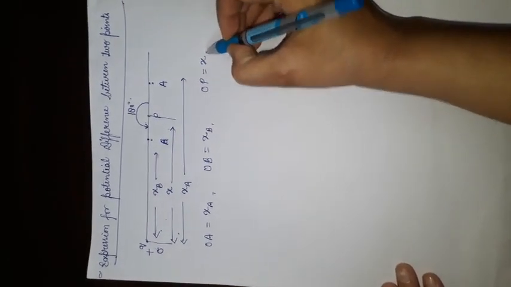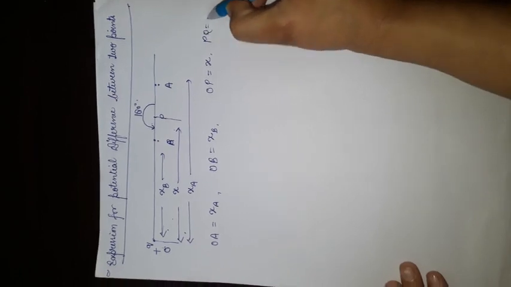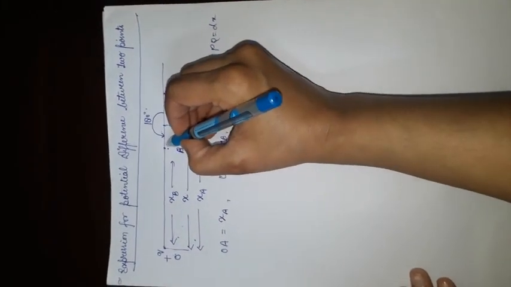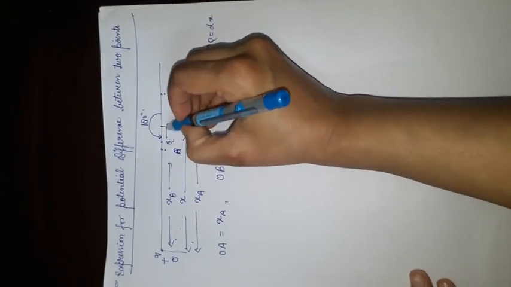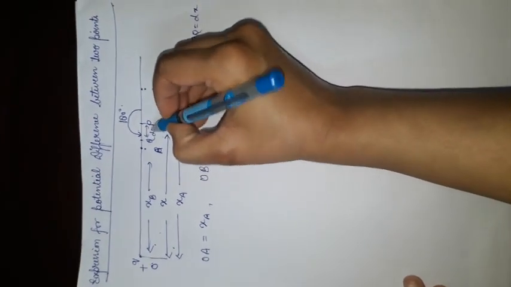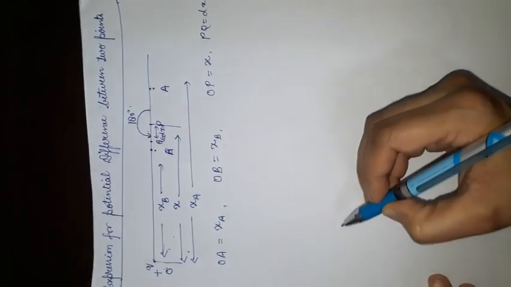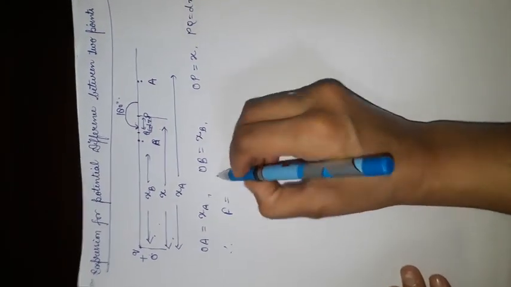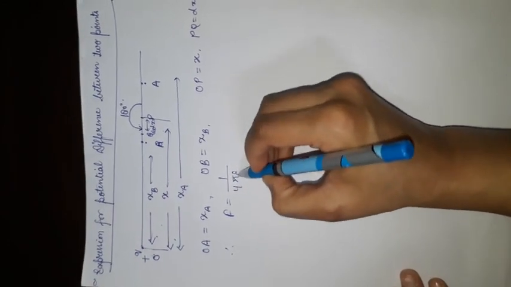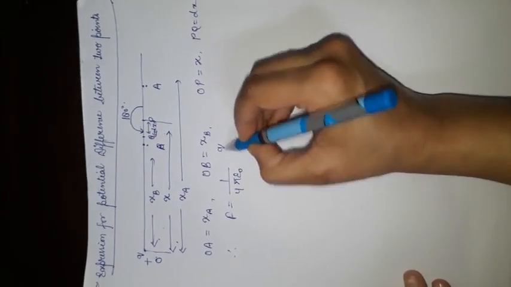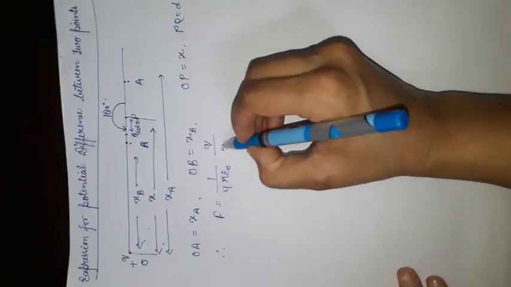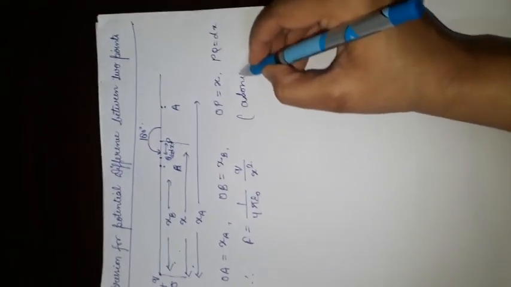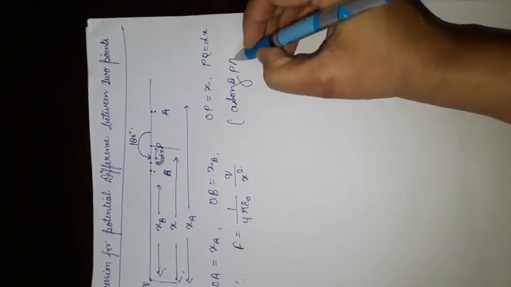What we have considered, PQ is a small length. Suppose here is a point Q and we consider a small length element dx. So as we know, F is equal to 1 over 4 pi epsilon naught, distance is x square. It is along PA.